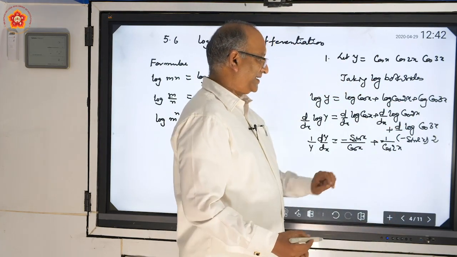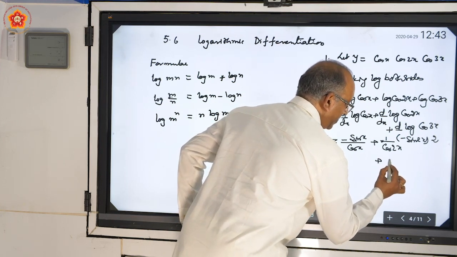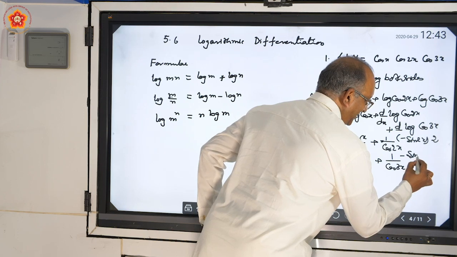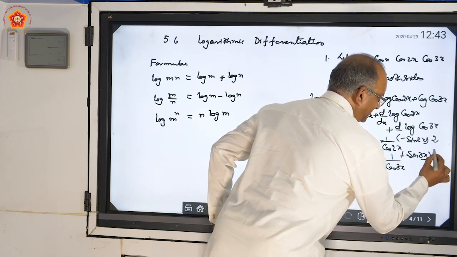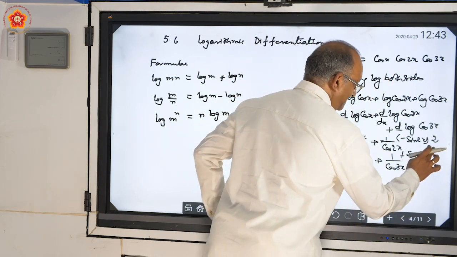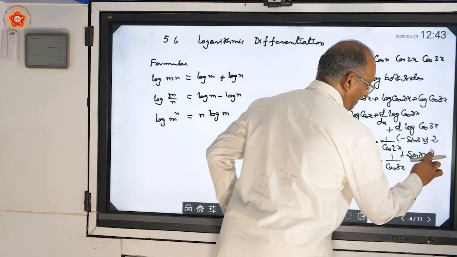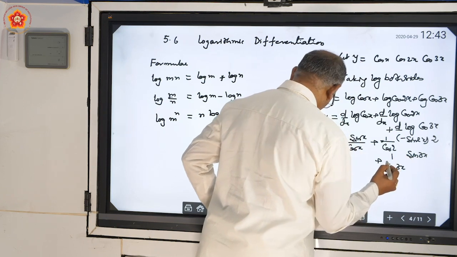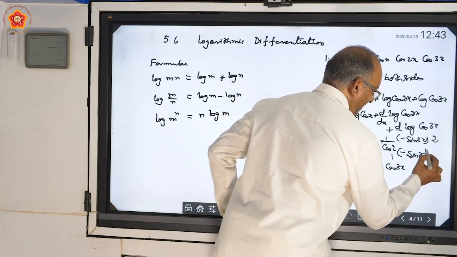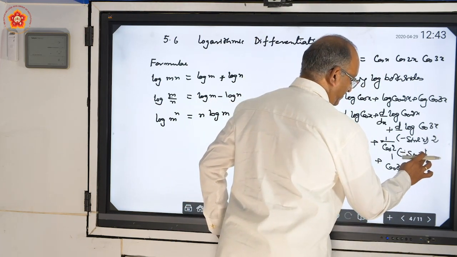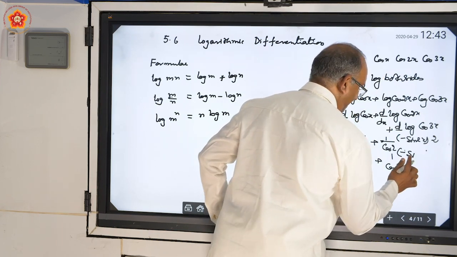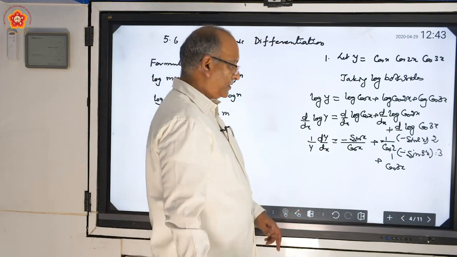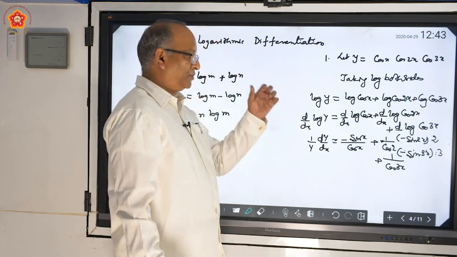In the same manner, log cos 3x will become plus 1 by cos 3x into minus sin 3x into 3. So this is the answer.